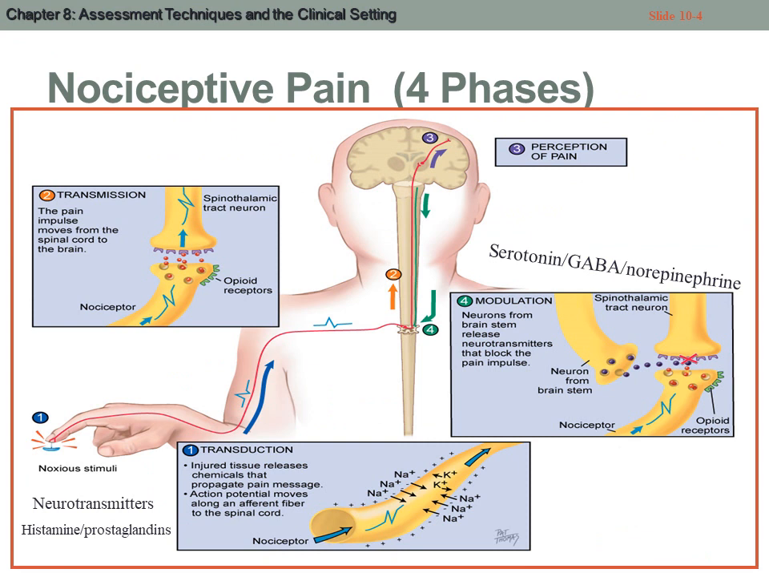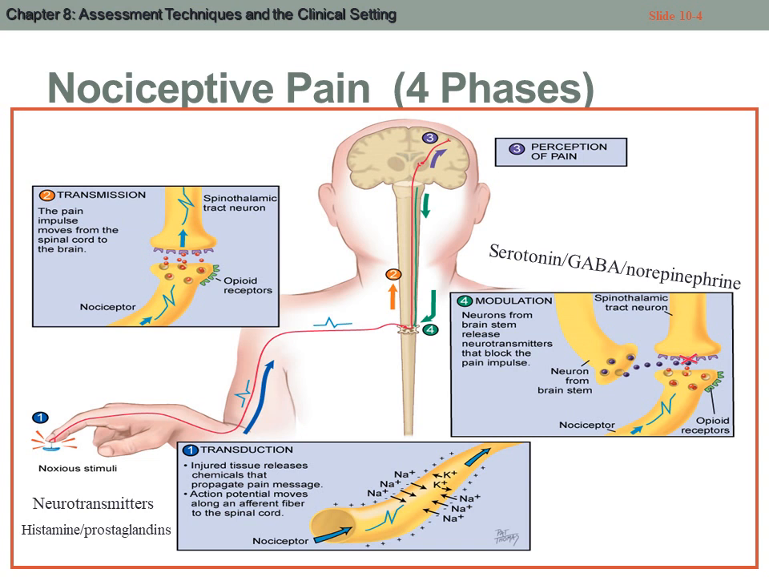Now, nociceptive pain has four specific phases, and those are transduction, transmission, perception, and then modulation. In the transduction phase, once the stimulus occurs, such as someone stepping on a sharp nail, we have a cascade of effects. We have histamine being released from our nerve cells. We've got prostaglandins. These are actually chemicals that are being released.